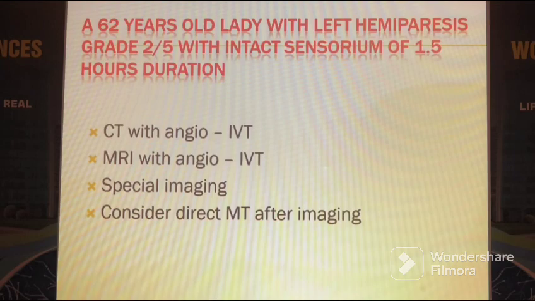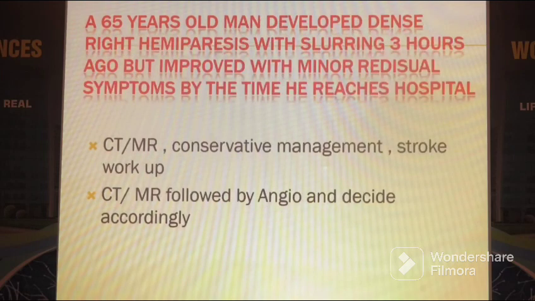This is another controversial issue: the patient has a dense hemiparesis, but by the time he reaches hospital, his hemiparesis has improved. So he has a minor non-disabling stroke. So whether to thrombolyse these patients or not. One option earlier was to just do imaging, do conservative management, and find out the cause of his stroke. Now there is a recommendation, not guidelines, from the European Stroke Organisation expert committee, that if these patients have a large vessel occlusion, you may thrombolyse them even with a minor non-disabling stroke because they may progress.